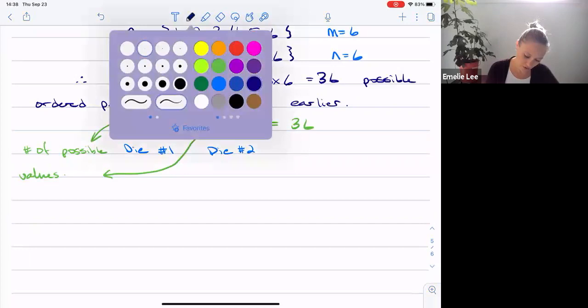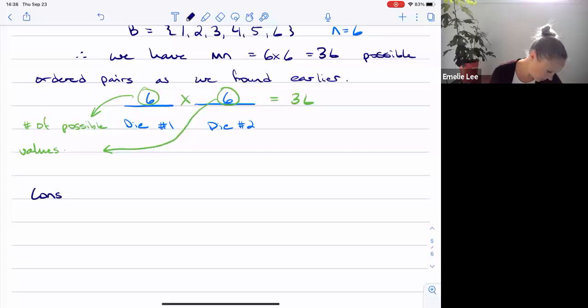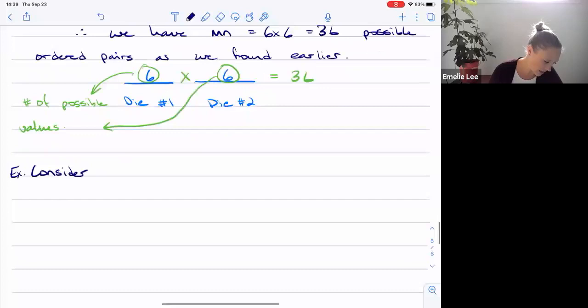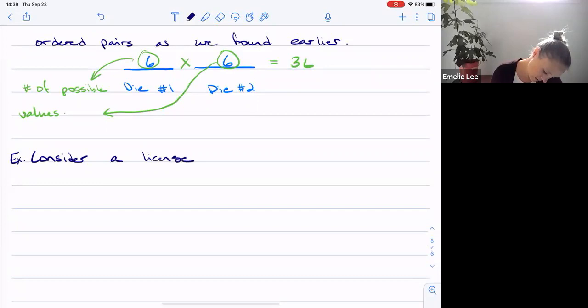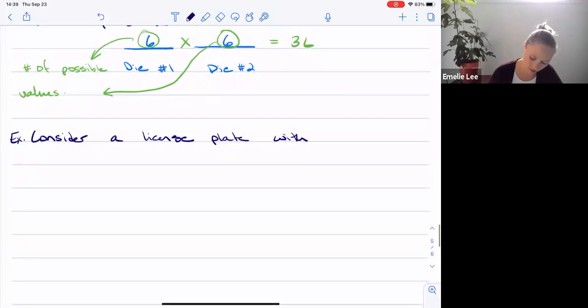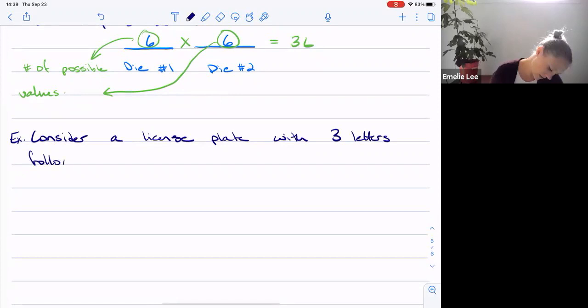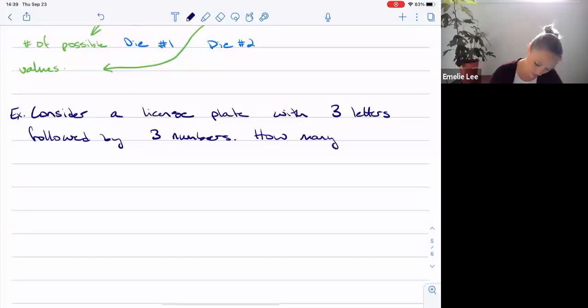So consider, and maybe call this an example, consider a license plate with three letters followed by three numbers. How many license plates can we create? I shouldn't say combinations. How many license plates can we create?